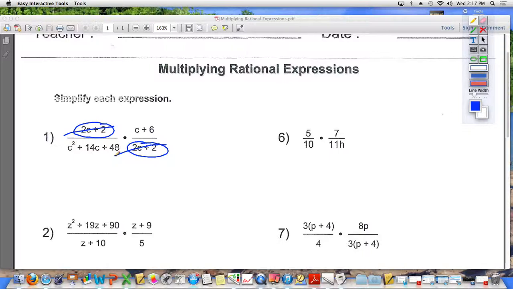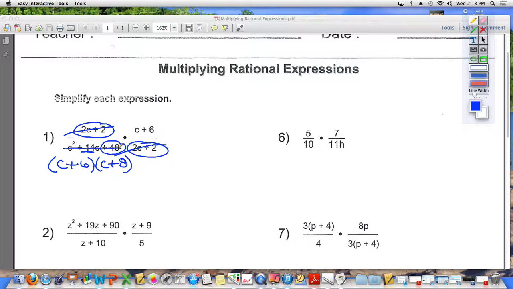So what you need to do is look for two numbers that will multiply to give you 48, and when you add them together, they get you 14. 6 times 8, yeah, 6 times 8 is 48. You add together 6 and 8, you get 14. So the bottom of this factors to c plus 6 times c plus 8.